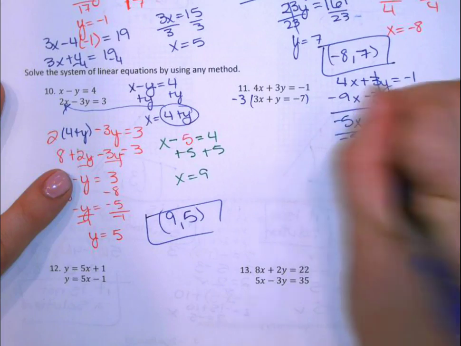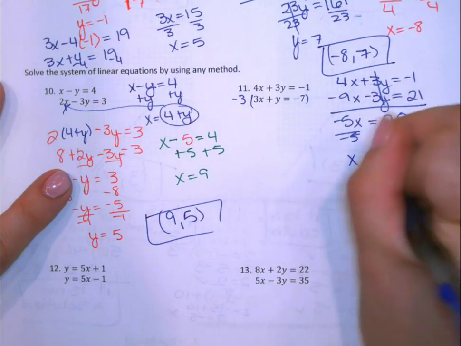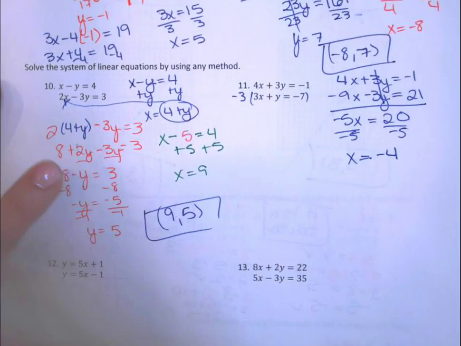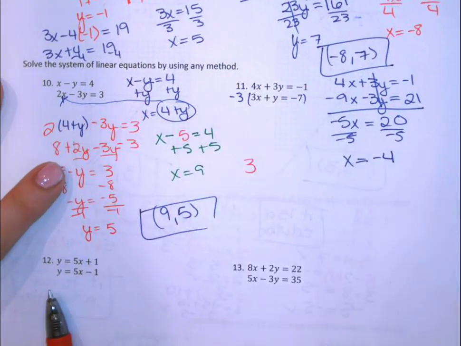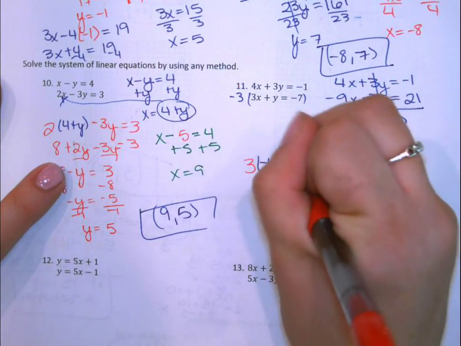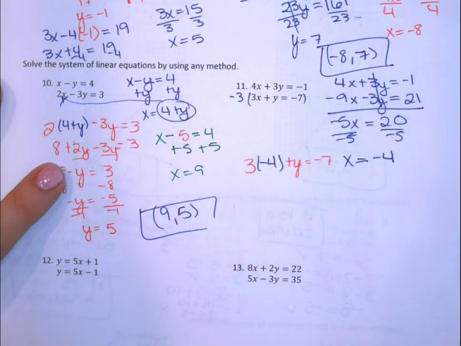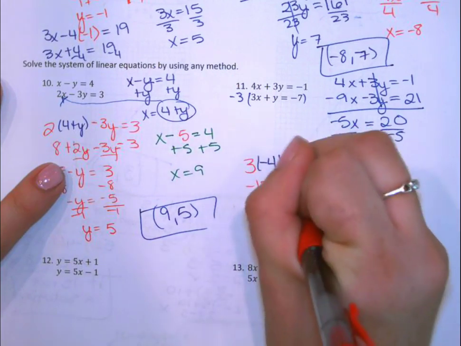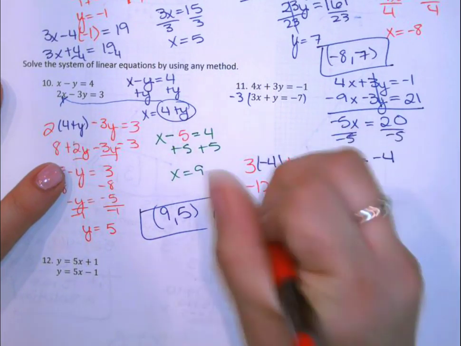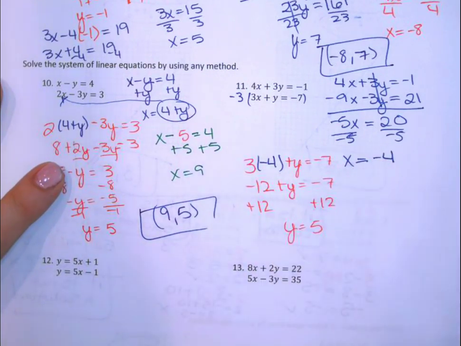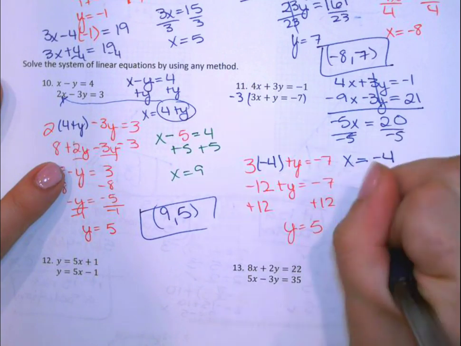I divide by negative 5 on both sides. I get x equals negative 4. I'm going to plug into the bottom equation. So I get 3 times negative 4 plus y equals negative 7. 3 times negative 4 is negative 12 plus y equals negative 7. I add 12 to both sides. I get y equals 5. My answer here is going to be negative 4, 5.